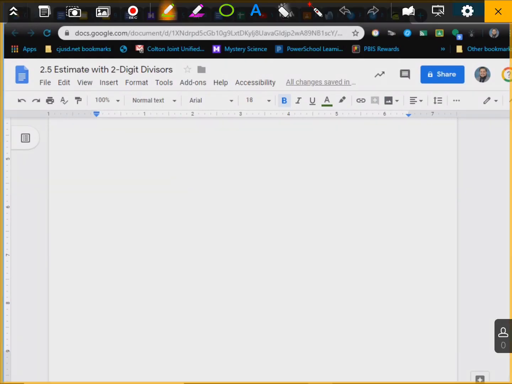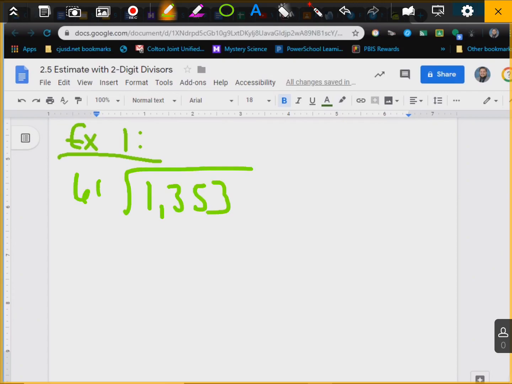In the first example, example 1, is 1,353 divided by 60. Now, we're not really going to do the problem. We're going to estimate. Well, I know that 1,353 is in between 1,200, which is compatible to 60, and 1,800, which is compatible to 60 as well.